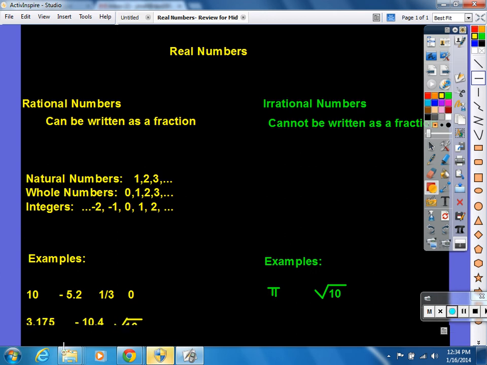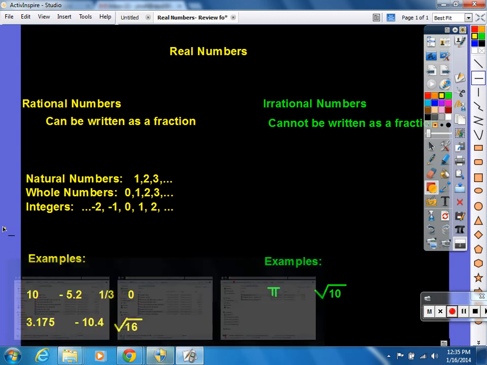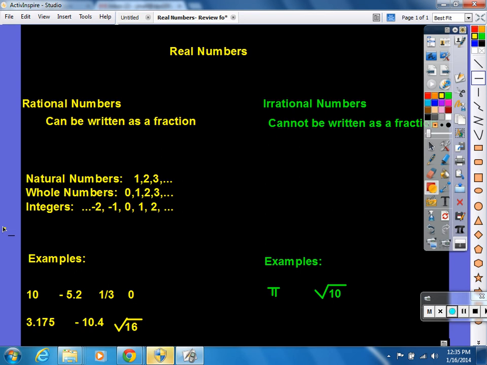Here are some examples of rational numbers. You're going to see a combination here of whole numbers, natural numbers, integers, and you're also going to notice that there are just some random fractions, decimals, there's even a square root there. So something like 1/3, we classify 1/3 as just a real rational number. It doesn't fit into the category of natural, whole, or integer, but it's still considered to be a rational number because it's a fraction.